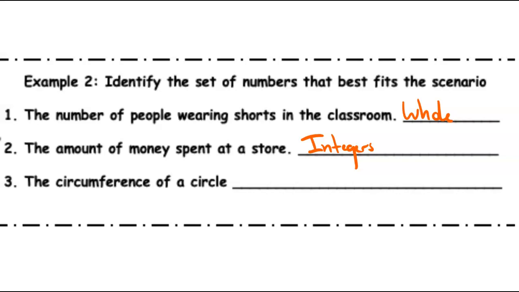Number 3, the circumference of a circle. We need to remember we multiply by pi, which is an irrational number. Okay, so if we multiply by an irrational number, we're going to get another irrational number. So that is actually irrational. If you said, hey, I'm using 3.14 for pi, then you would end up with a rational number. But anytime you multiply by an irrational number, you just get another irrational number.